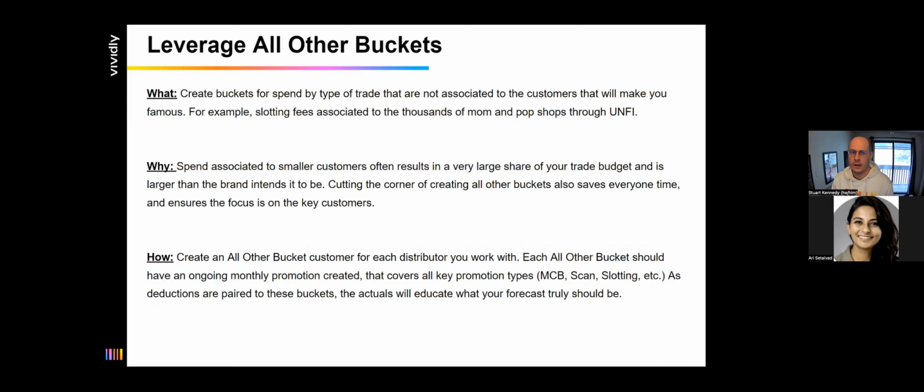But then outside of that, there's all these small mom and pop shops, airports, bodegas, whatever it may be. And those are hard to track. And all of these deductions are coming through for those. Maybe your brokers are sending out K-Stack deals to a small store in San Francisco or something like that.